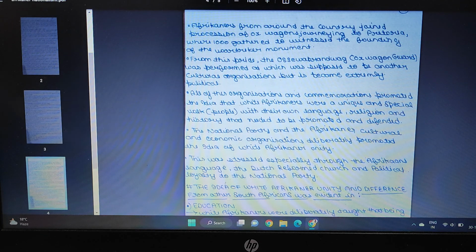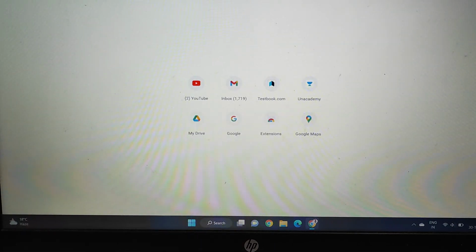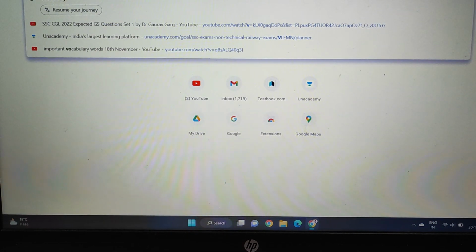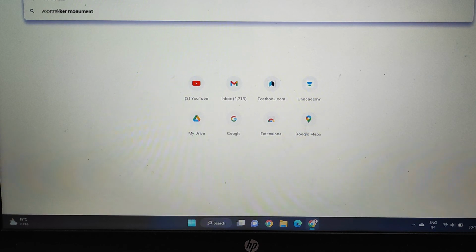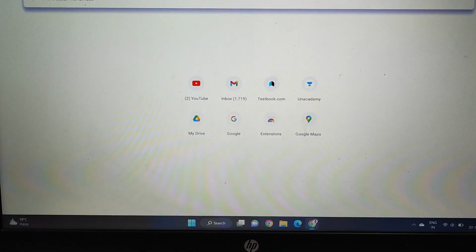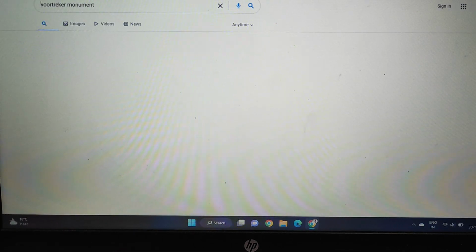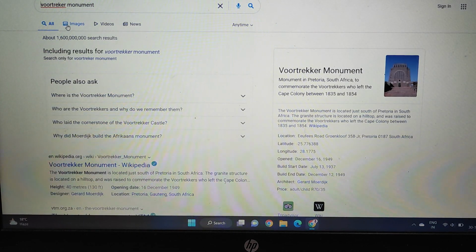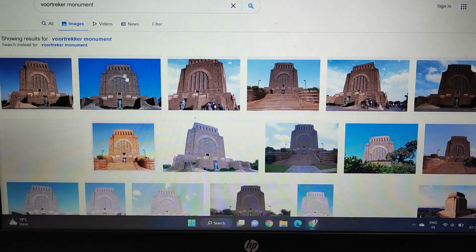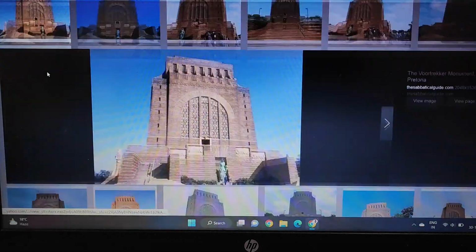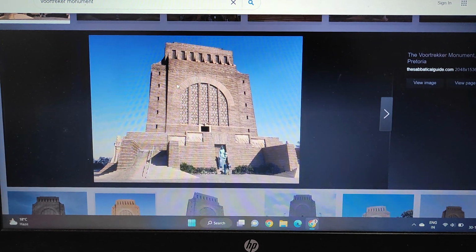So at this time of the Great Trek, they also founded a monument which is known as the Voortrekker Monument. So here is the picture of this Voortrekker Monument which these Afrikaners founded when they were doing the Great Trek.